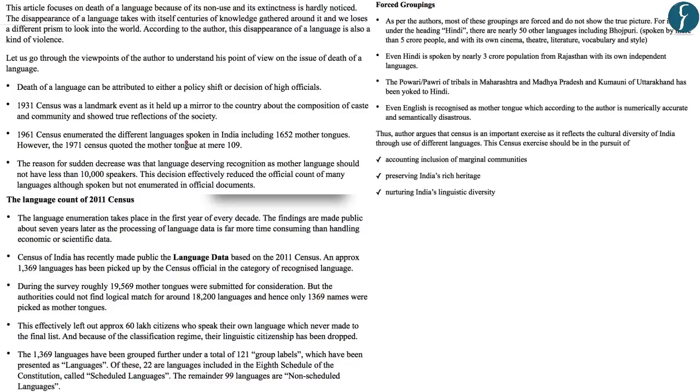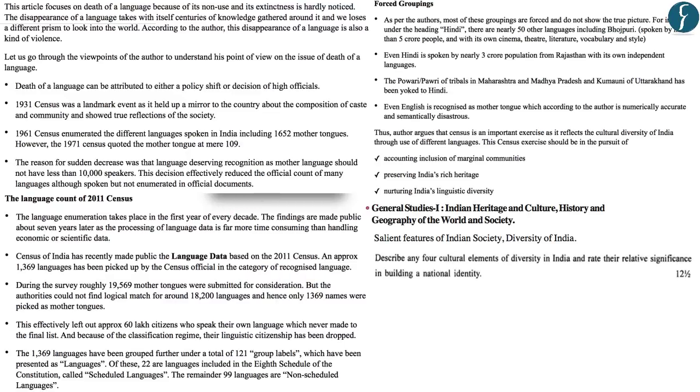safeguard the linguistic diversity of India. Within your UPSC examination syllabus, this article and the explanation given in this section would be placed in GS Paper 1 within the section Society and within the subsection Salient Features of Indian Society and Diversity of India, wherein previously a question has been asked in the GS Paper 1 of 2015 on diversity of India, which had asked: describe any four cultural elements of diversity in India and rate their relative significance in building of national identity.